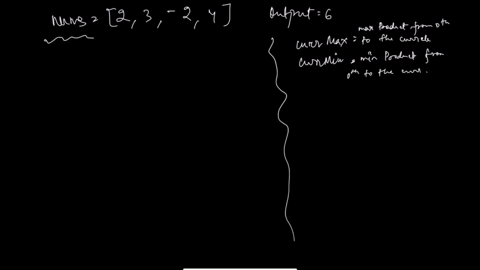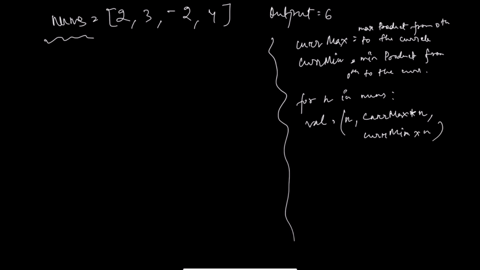Now the logic to do this would be something like, we will iterate through our array. We will keep a tuple where we would check our current num, whatever the element is, and we will keep our current max multiplied by that number to keep track of the maximum product, and the current min into that number to keep track of the minimum product.